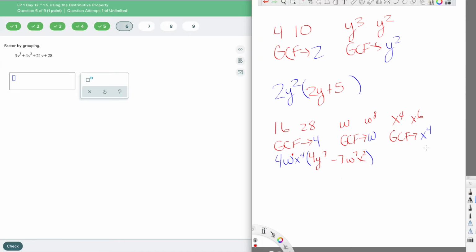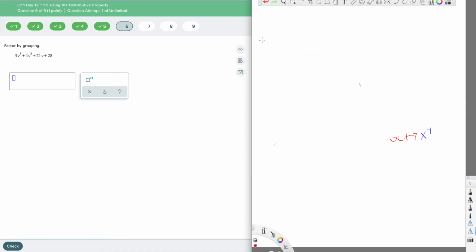All right, so erase some more of this stuff. Okay, so it says factor by grouping. So this is a little different. When we have 3 terms, we factor a little bit differently, or when we have 2 or 3 terms, we can factor a little differently.